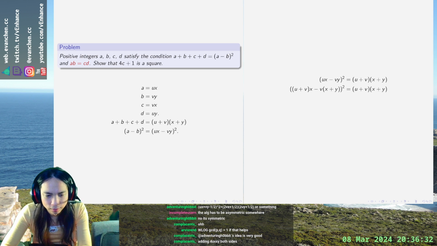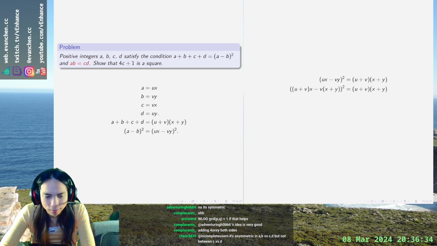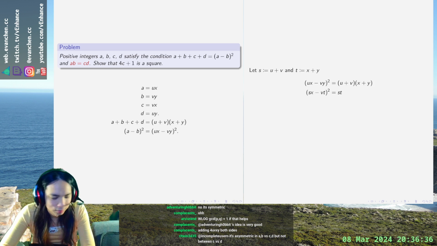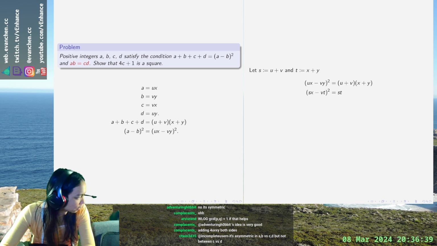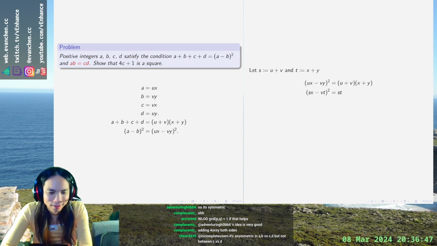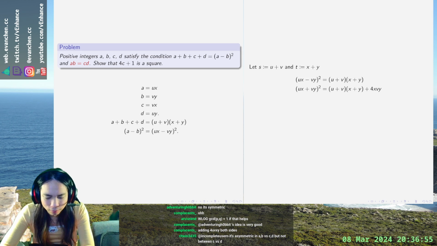I'm not very good at this algebraic kind of stuff. Sx minus vt. That does seem a little more condensed. Adding 4uxy. Okay, if I add 4uxvy to both sides, you get this. And then you can do the thing that I was trying to do before.